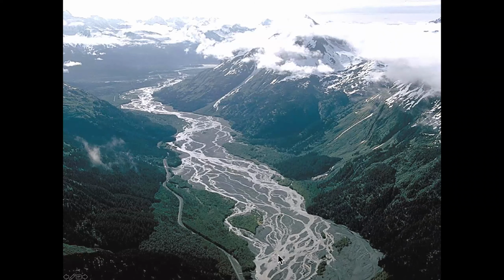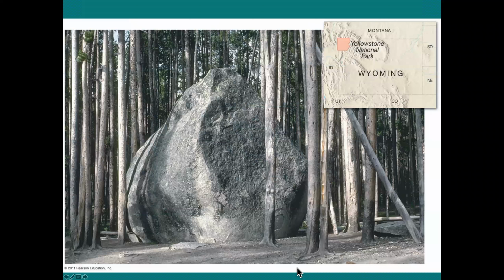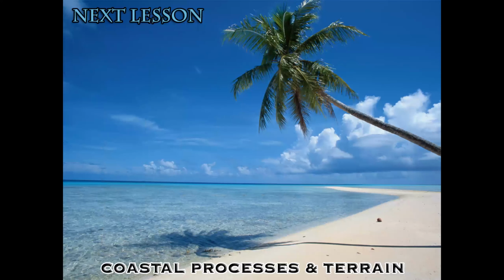a braided stream, because there's so much material that was laid down by the water that the water has to find its way through all these thick gravel bars. This is called a glacial erratic. Ice is very, very powerful and can leave weird looking features in places that shouldn't have them. So that's the first lesson.